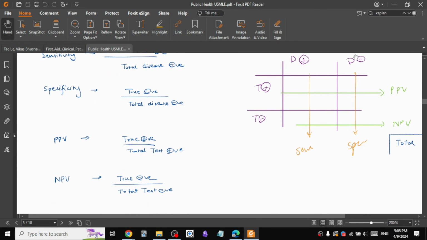Specificity, now I'm looking through the disease negative lens. So what's my proportion going to be? True negative, right here, over the total disease negative. So specificity is true negative by total disease negative. So what do you get here? False positives. They are the people who don't have the disease, but I've told them, you know what, you actually have the disease after this test. That is false positives. So now you have specificity.